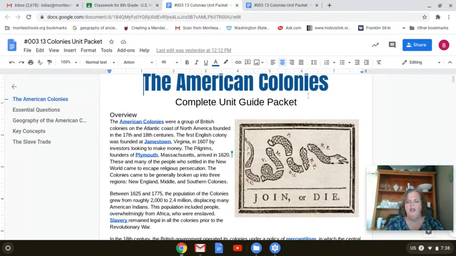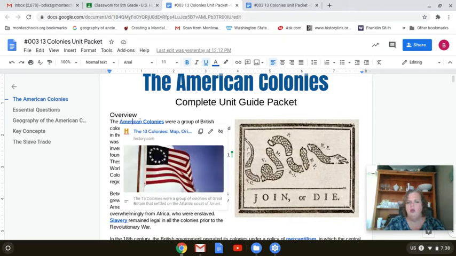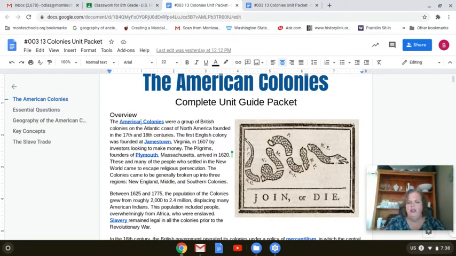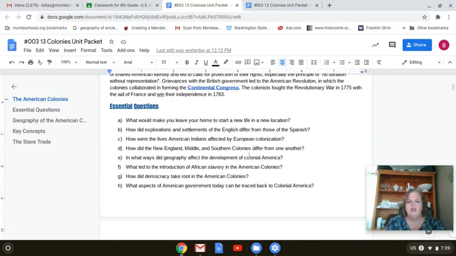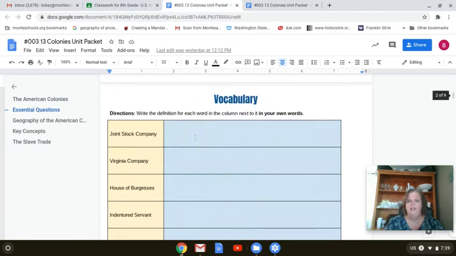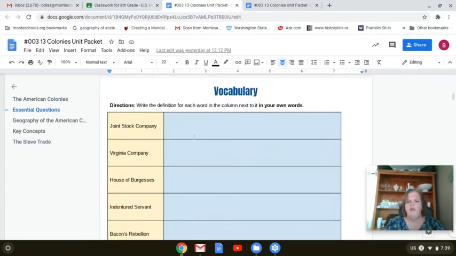So when you open this, each one of you has your own copy, and each of the blue words or phrases is a link, and it will take you to a piece of information that will be helpful. So you're first going to read this overview and look at the different links. And then here are some essential questions. You do not have to write out the answers to those. Those will be questions that we will discuss at the end of this unit. And we're going to start off with some vocabulary.